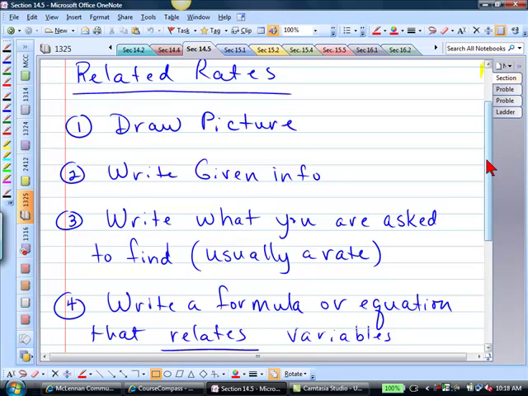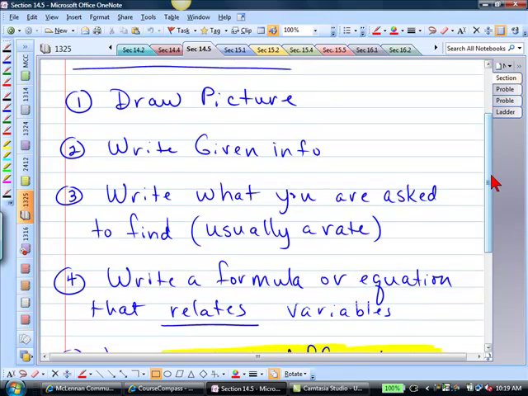Number 2, you're going to write down what you're given. If you're given dr dt, if you're given the radius of this, whatever, you're going to write that information down. Step 3, you're going to write what you're asked to find, and it's going to be a rate. This is all about related rates, how fast things are changing, and you can only do that with calculus. Okay? 4, you're going to write a formula or equation that relates the variables.